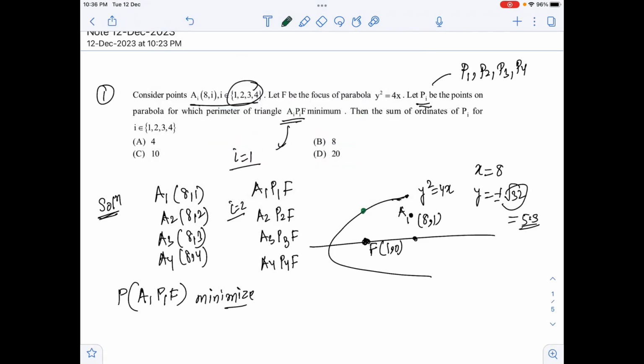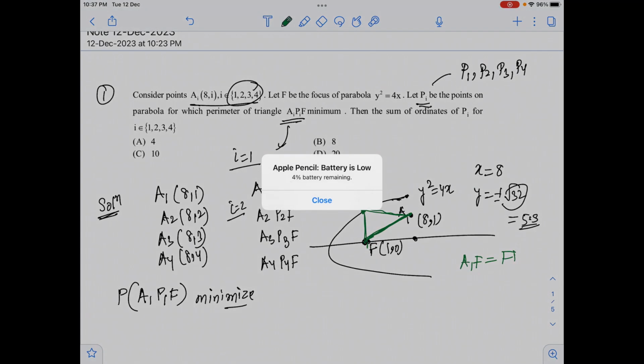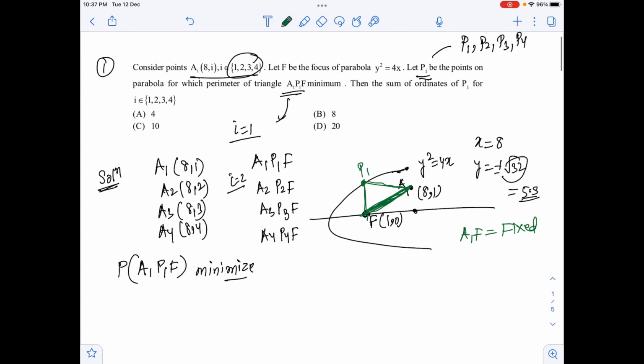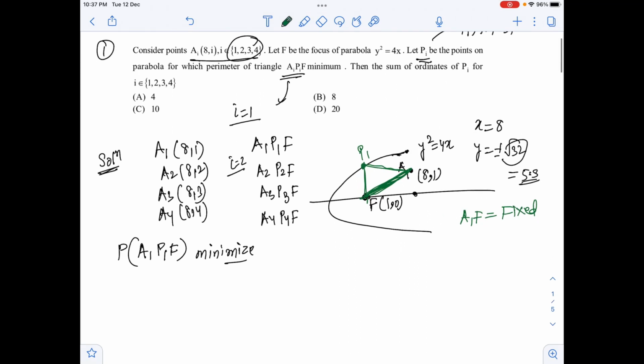अब अपने को क्या फाइंड करना है? Now we have a random point P1 on the parabola, so we have to minimize this sum of distance, right? We have to minimize P1F plus P1A plus AF. So basically we have to minimize the perimeter of the triangle. Now since we know A1F is already fixed, this distance is fixed by distance formula, right? तो A1F को मिनिमाइज करने के लिए, basically this is the fixed quantity, so there is no need to minimize A1F.